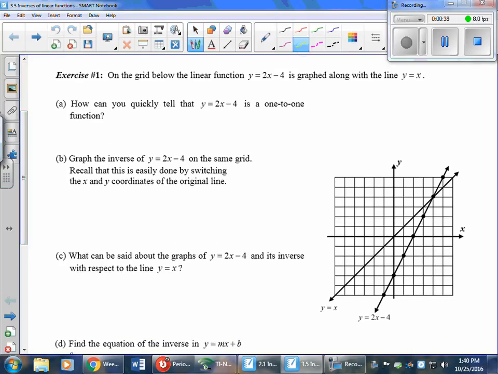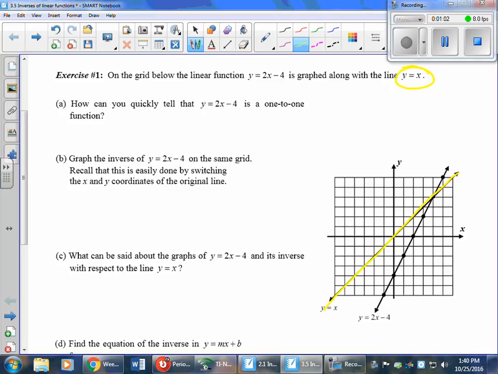Basically, given the line y equals x, which is there in yellow. On the grid below, the linear function y equals 2x minus 4 is graphed along with the line y equals x. So this one I did in yellow so it's easier to see. How can you quickly tell that y equals 2x minus 4 is a one-to-one function?